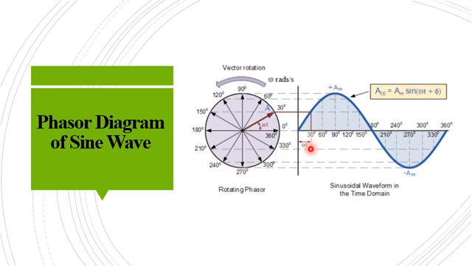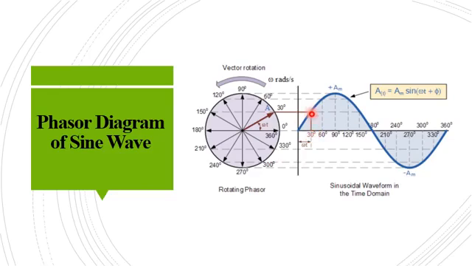So assume that I want to represent the instantaneous value of this sine wave as a phasor at the instant omega t equal to 30 degree. We know that the length of the phasor will always be the same, equal to the amplitude of the wave. That is, the length of the phasor will always be Am. Then next we want to know the direction of the phasor.